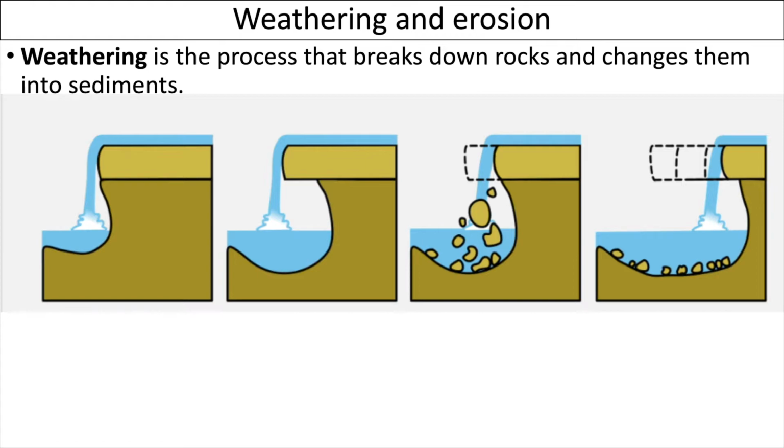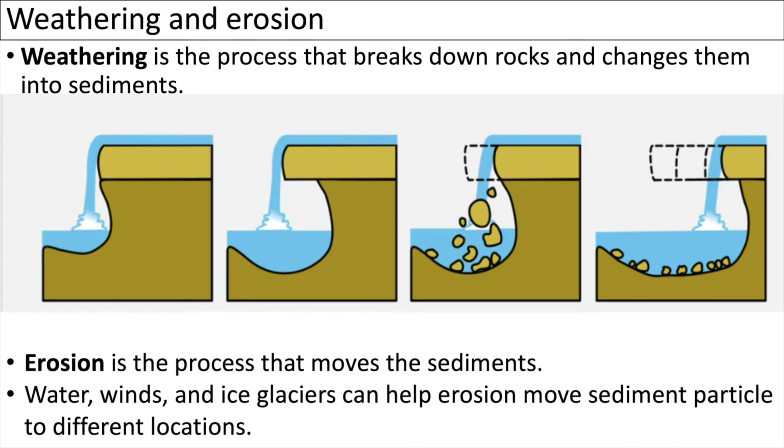Weathering is the process that breaks down rocks and changes them into sediments. The image below shows a waterfall breaking rocks from the peak side of the waterfall. The rapid movement of water from the waterfall breaks down the rocks, which later become sediments. Water movement is one of the main causes of weathering. Erosion is the process that moves the sediments. Water, winds, and ice glaciers can help erosion move sediment particles to different locations.